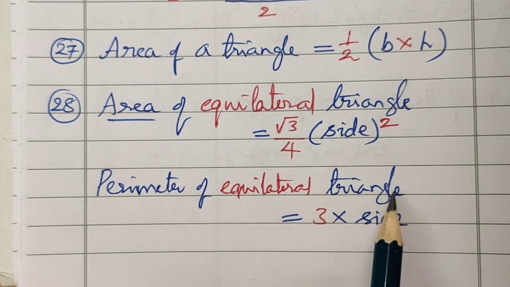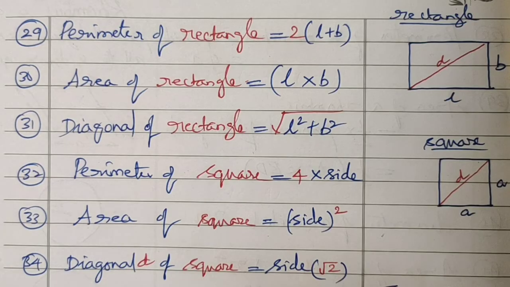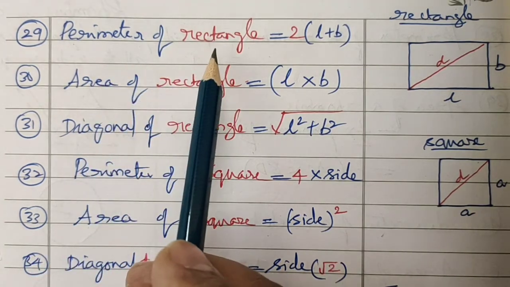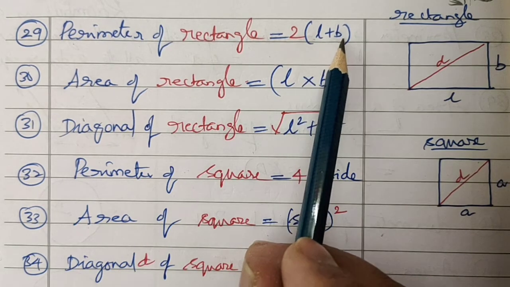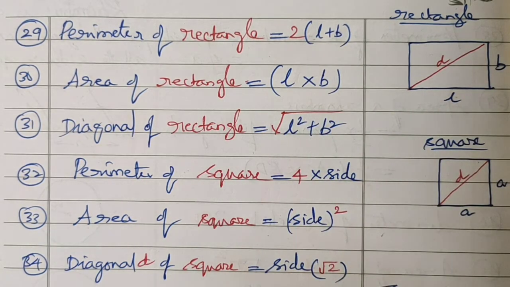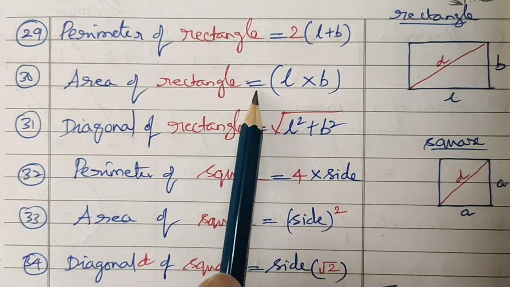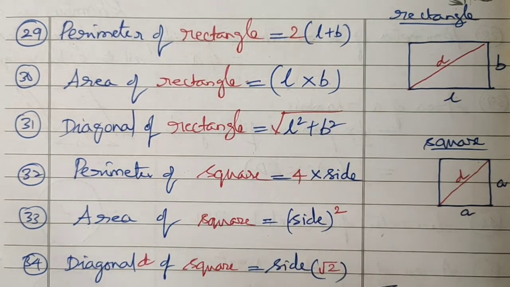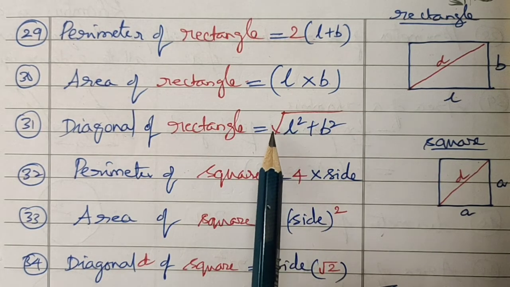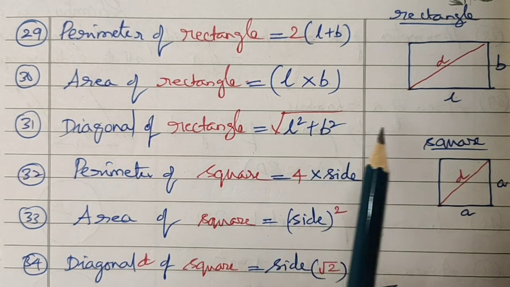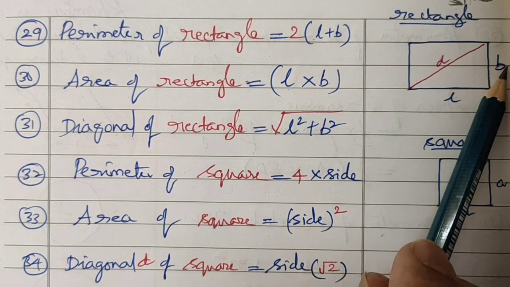Perimeter of an equilateral triangle is equal to 3 times the side. Perimeter of a rectangle is equal to 2 times length plus breadth of a rectangle. Area of a rectangle is equal to L into B. Diagonal of a rectangle is equal to square root of L square plus B square.